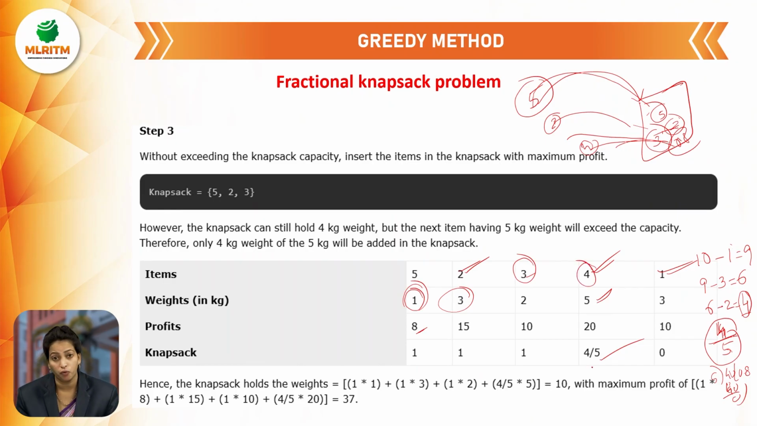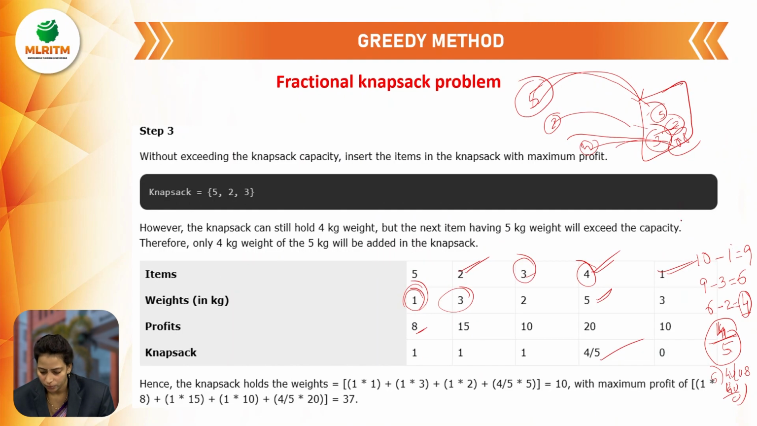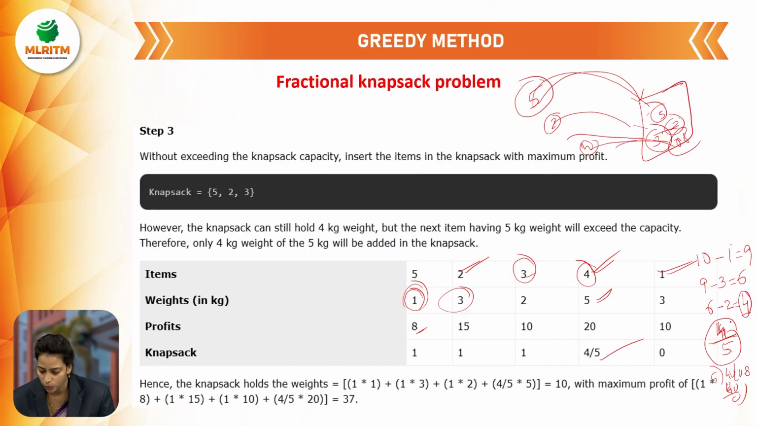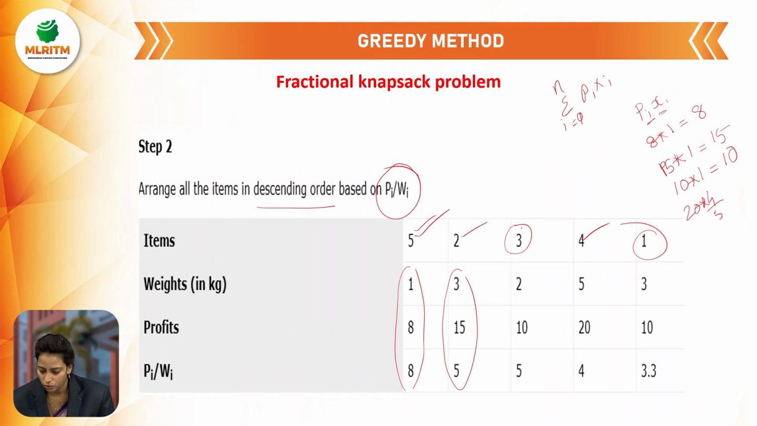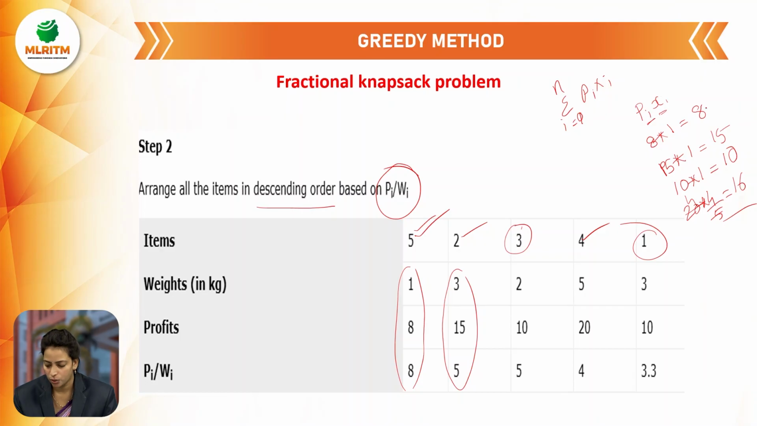Next, here the fourth item. The fourth item is not fully added into the knapsack. Only 0.8 kg is added into the knapsack out of 1. So here we consider, what is the profit of the fourth item? 20 into, what is the value of this one? 4 by 5. So 5 4s are 20, 4 4s are 16. Totally 37. So 8 plus 15, 23.